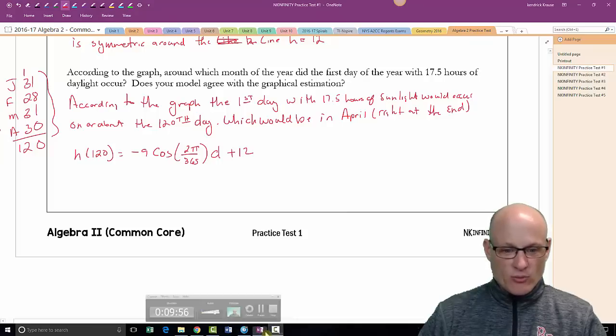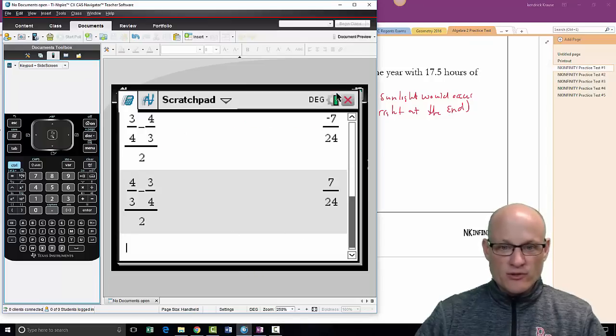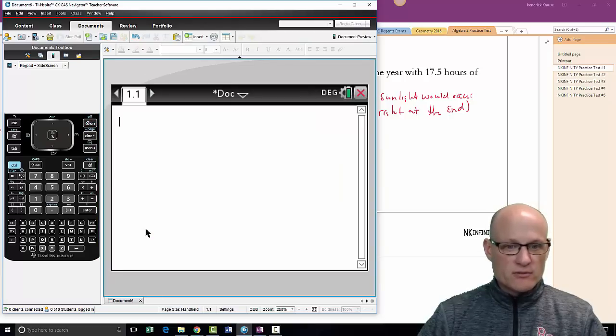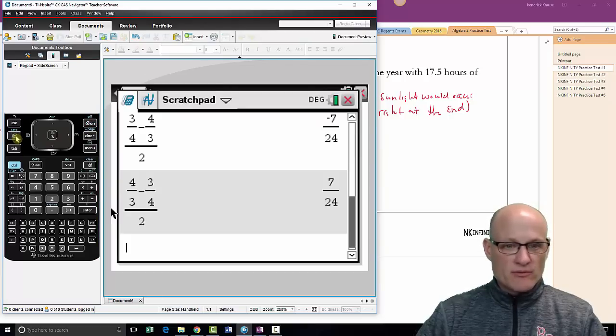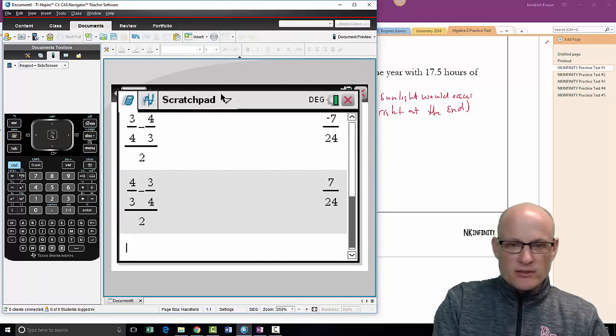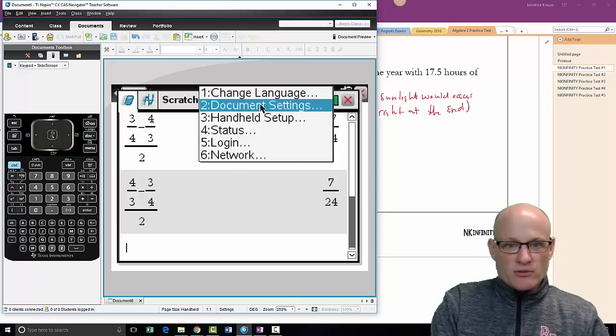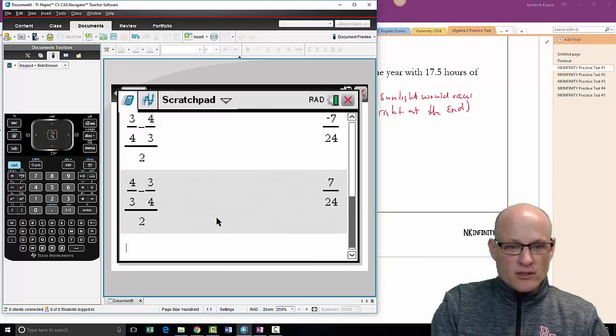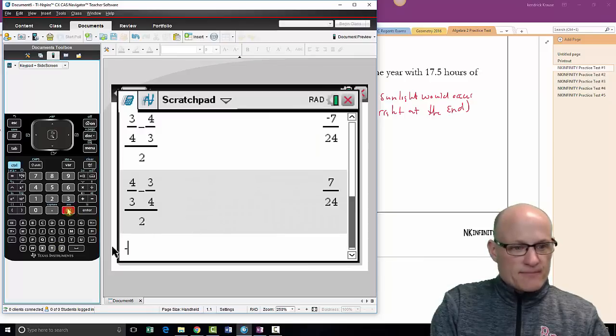Make sure my calculator is in radian mode, of course, which it's not. Let me do this. That's in degree mode. How about in here? That's in degree mode. Doggone it. So I've got to go into radian mode. Document settings, degree, radian mode, make default, click OK. And so we're going to go -9.